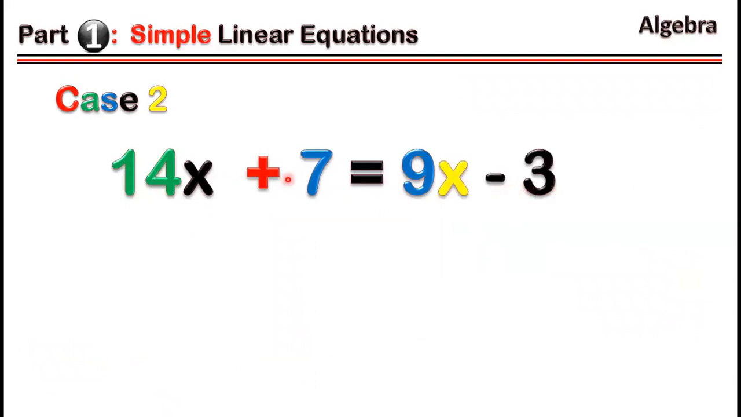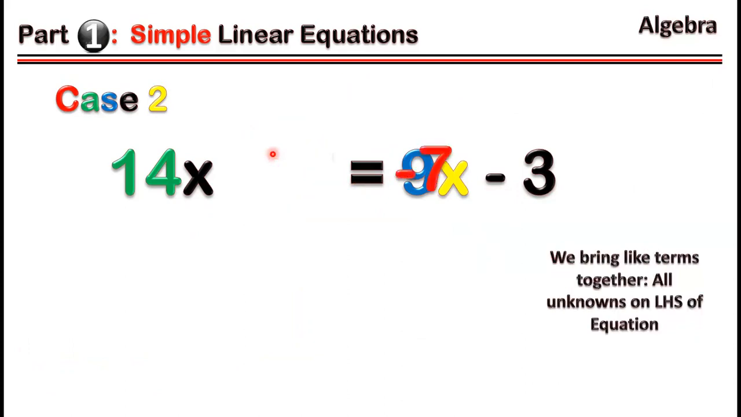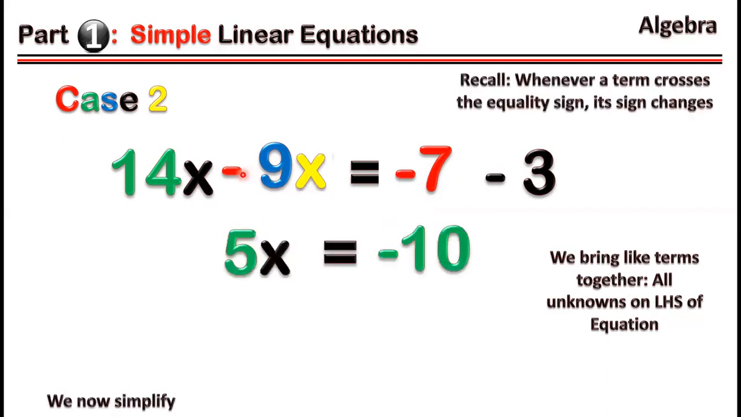Now here we have 14x plus 7 equals 9x minus 3. So what do we do? We have to carry our plus 7 to the right-hand side. And we have to bring our 9x to the left-hand side, it becomes negative 9x. Now 14x minus 9x is equal to 5x. And minus 7 minus 3 is minus 10.